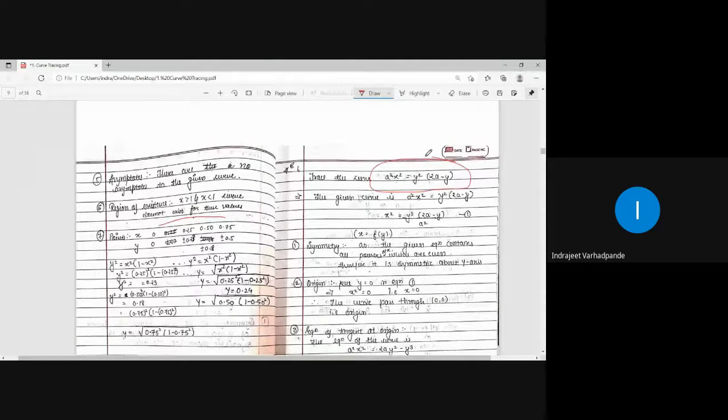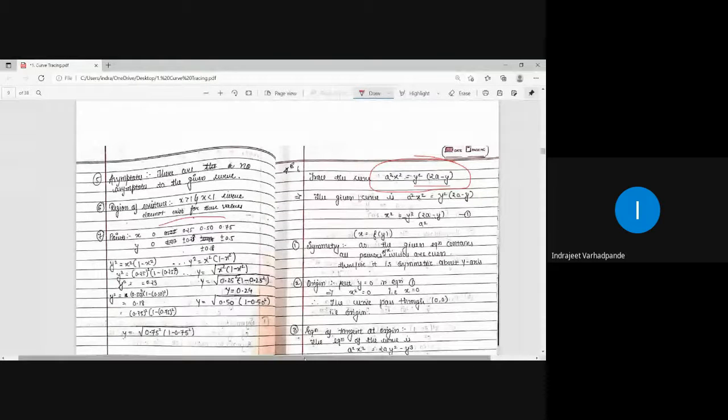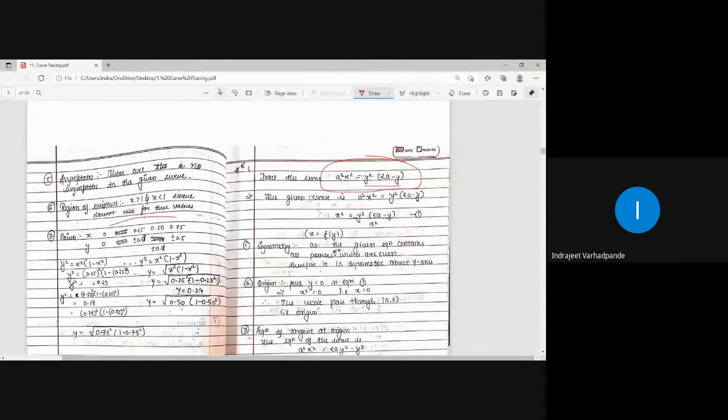Another homework problem wherein it is a square x square is equal to y square into 2a minus y. Accordingly, you simplify the denominator for this.